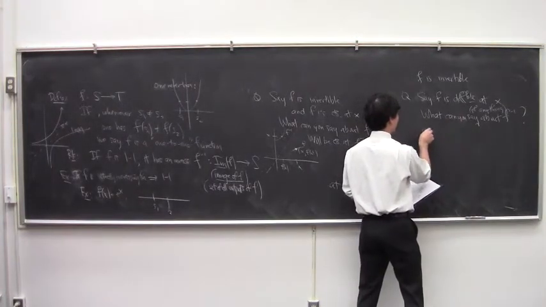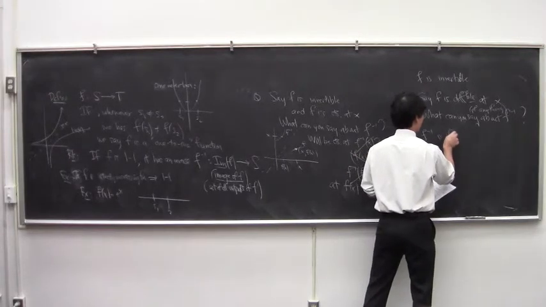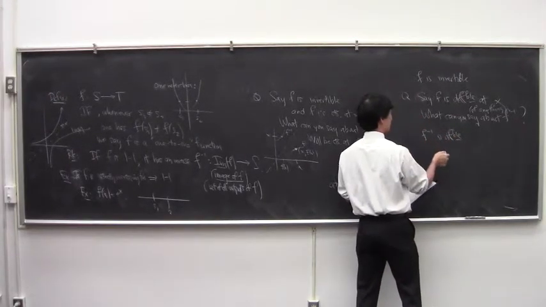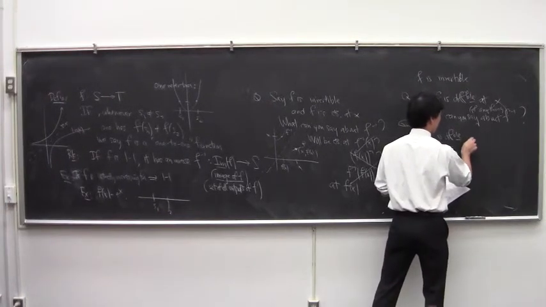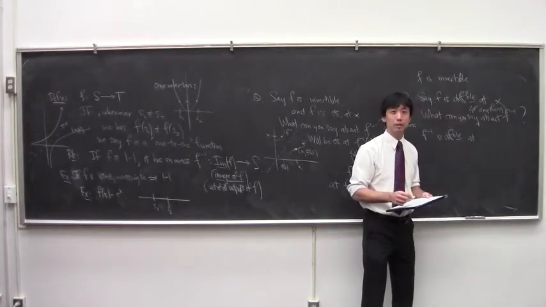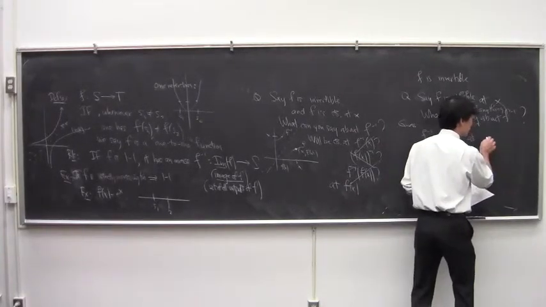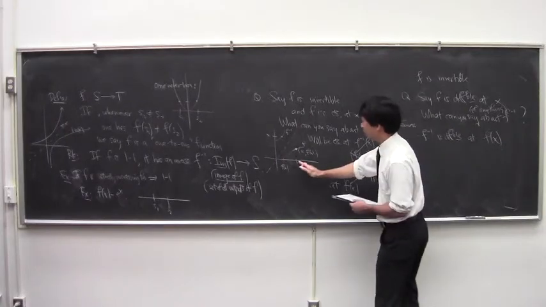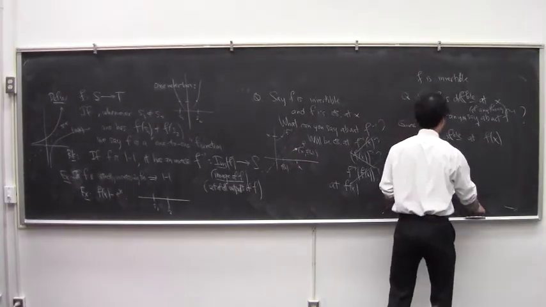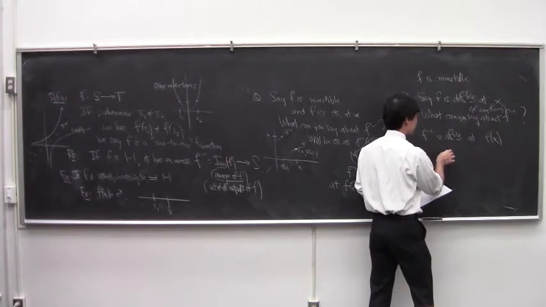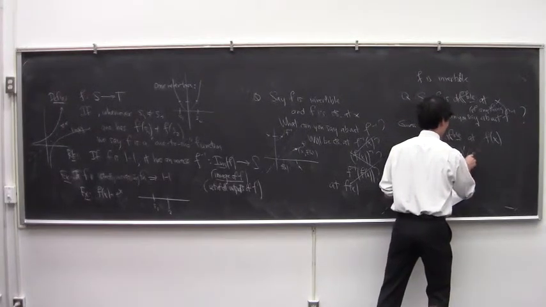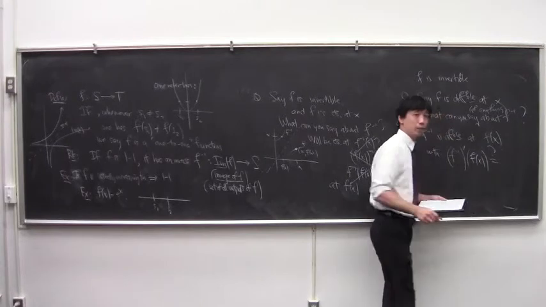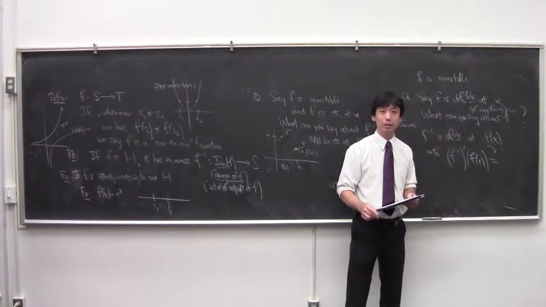So what can you say about f inverse? F inverse is differentiable. Okay. Seems like yes. F inverse is differentiable at where? At f of x, right? We found out where it should be differentiable, at f of x. And with what derivative there? What should the derivative be there?